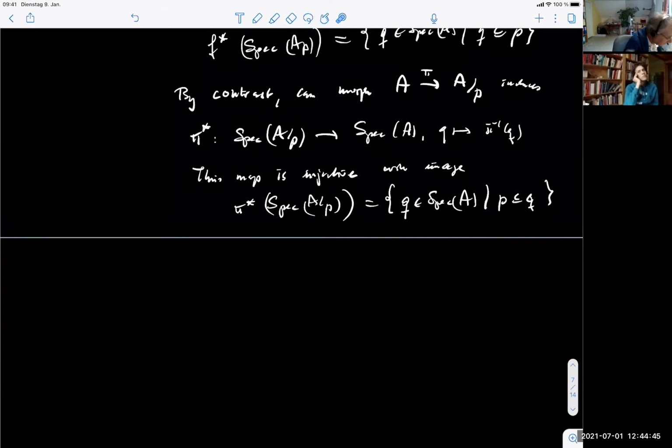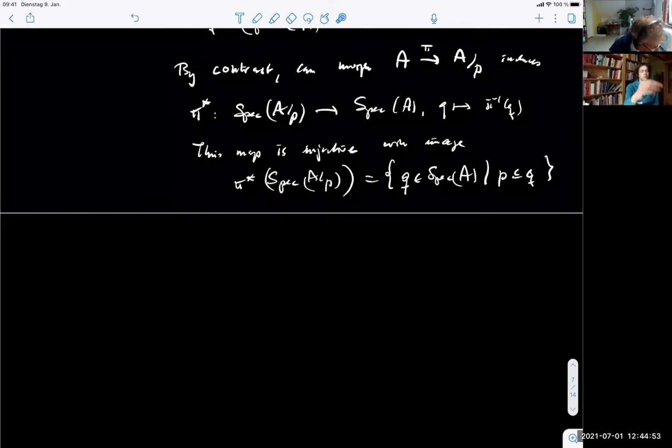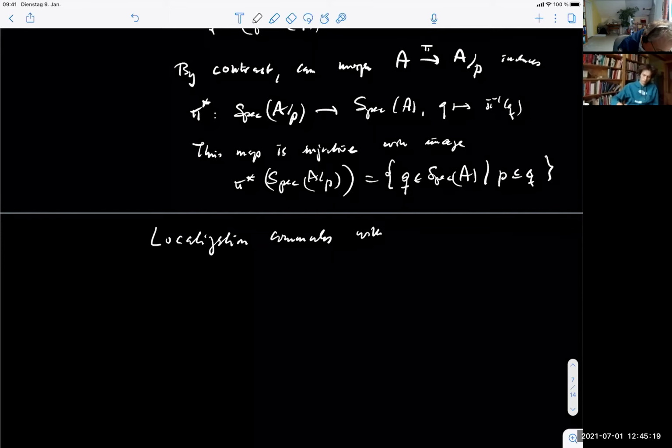Okay, I have another thing that I want to explain. The localization. I think I already proved localization commutes with taking tensor products, but it also commutes with taking quotient rings. So this is also a nice observation. So let me explain it. Localization commutes with taking quotient rings.